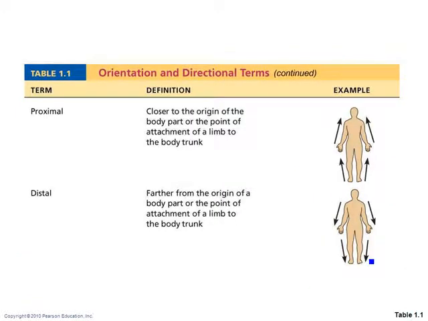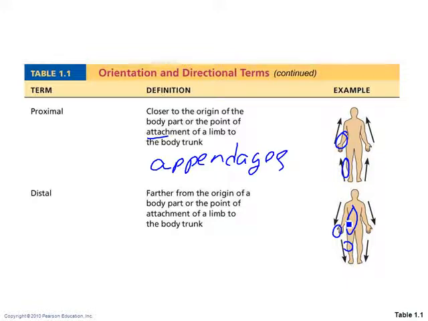Now proximal and distal. And this has to do with attachments, or what I call appendages. So you're talking about your arms and your legs. If it's closest to the trunk or your body, it's proximal. If it's further away from your trunk, it's distal. So your hands are distal to your shoulder. Your feet are distal to your hips. Your knee would be proximal to your feet, because your knee is closer to your hips than your feet are. Your elbow would be proximal to your fingers, because your elbow is closer to your shoulder than your fingers are. Or you could say your elbow is distal to your shoulder, because it's further away from your shoulder, and your knee is distal to your hip. So it depends on what you're talking about. Anyway, if it's closer to the body, it's proximal. If it's away from the body, it's distal, when you're talking about arms and legs.